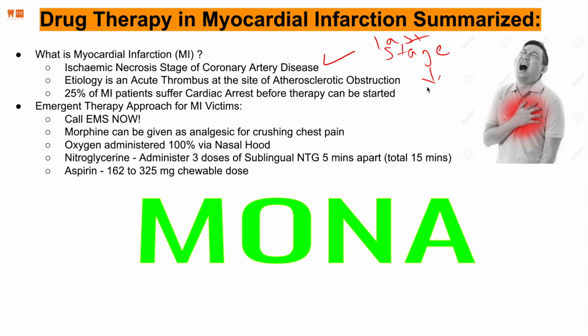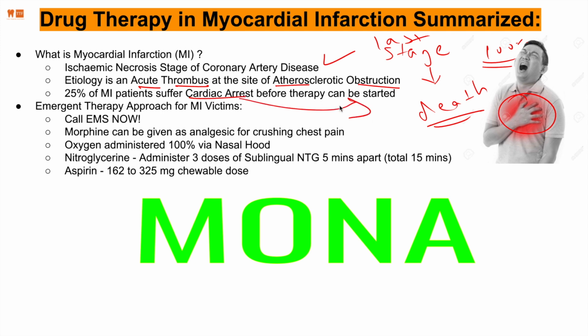And then after this stage, it's usually death. Heart attack is something that we call a heart attack. Etiology: acute thrombus at the site of atherosclerotic obstruction. So platelet action, lipid action, 99% and more, 100% blockage. In this case, 25% of myocardial infarction patients suffer from cardiac arrest, causing death before the therapy even can begin.